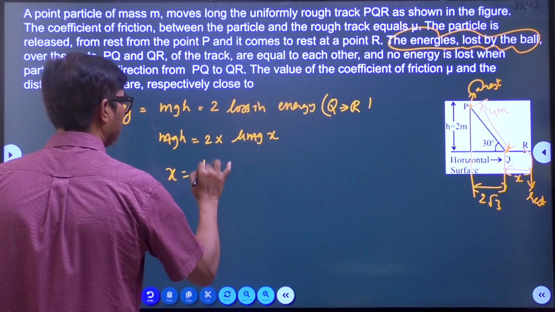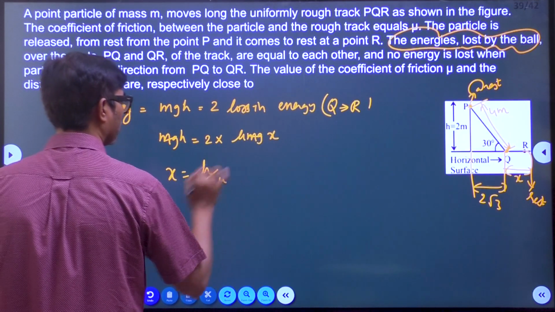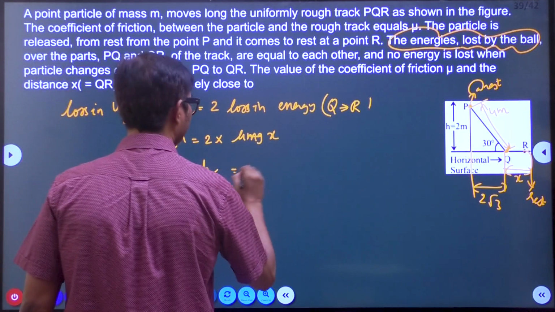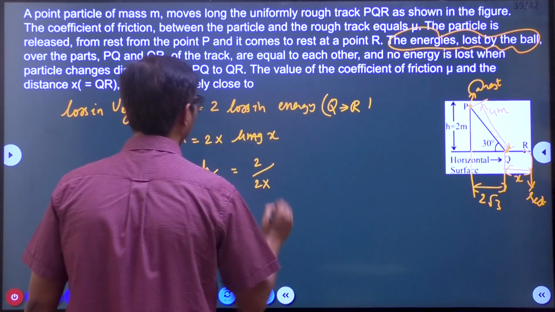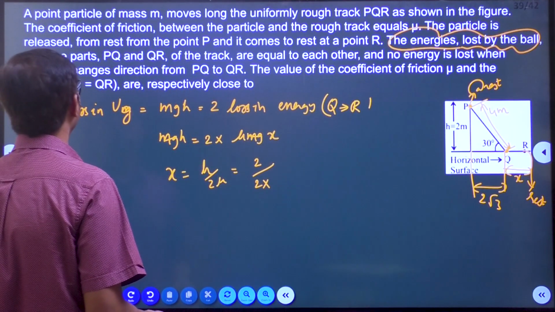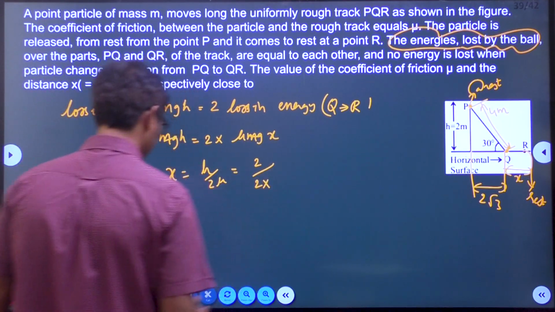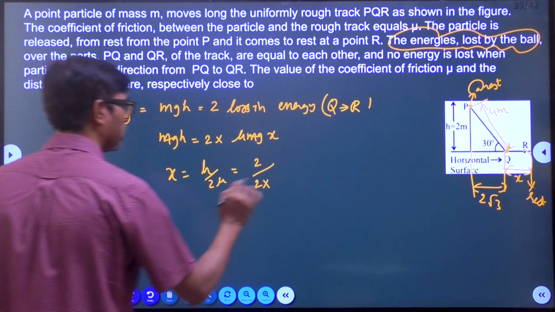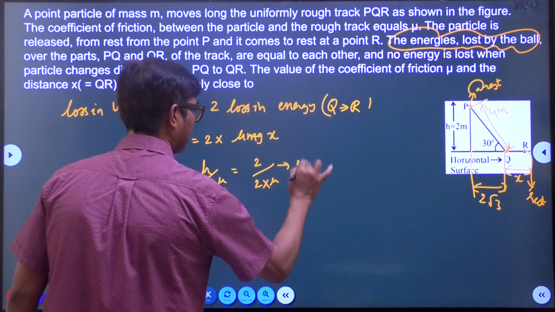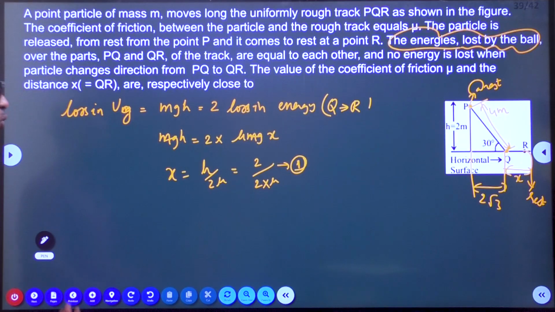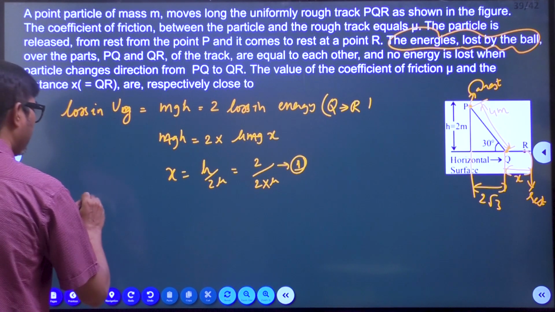x is equal to how much? h by 2 mu. h they gave as 2 meters, divided by 2 into mu. Mu they have not given, so you just take it as it is. Okay, we don't know mu. Keep it aside there. I need to calculate mu also. That means x is 1 by mu. So to calculate 1 by mu, I'll focus on PR. Work done by friction in PR.